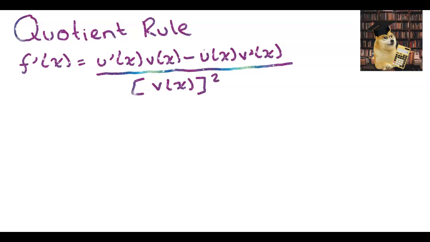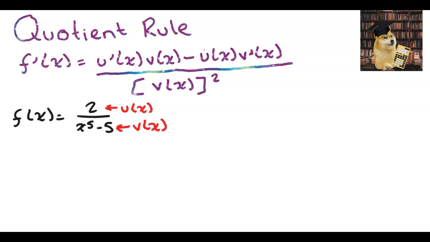So now let's go on to a problem in order to understand how we can apply this formula. Our problem for today is gonna be easy. f of x equals 2 divided by x to the 5th minus 5. So you're wondering, oh, how do I solve this? It is easy. We already have our u of x and our v of x identified. So now we can get our primes, which are the following.